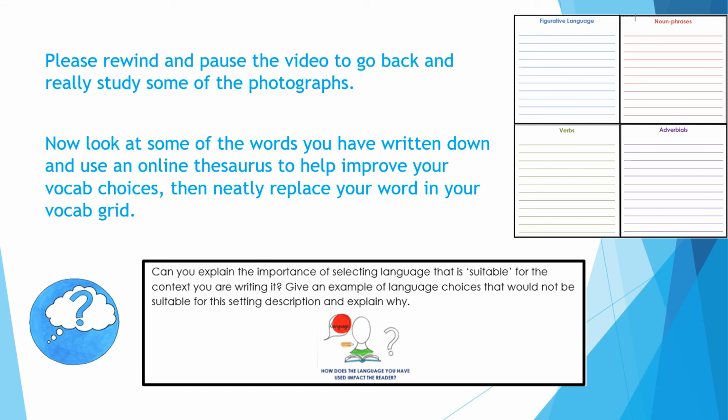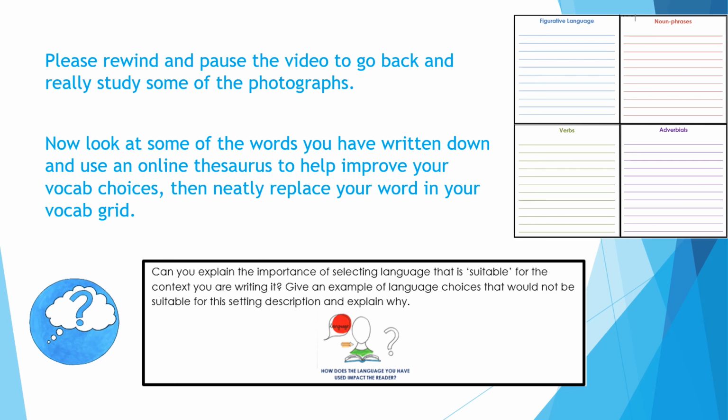Now you've got your vocab grids, think about some of the words that you have written down there in your figurative language, noun phrase, verb and adverbial boxes. There might be some words that first come to mind that you think you might be able to improve upon and find more challenging vocabulary that you might want to include in a piece of writing. So please use an online thesaurus to see if there's a way that you can improve the words that you have chosen. And if you do change any of your words, please make sure that you neatly replace them within your vocab grid under the relevant sections.